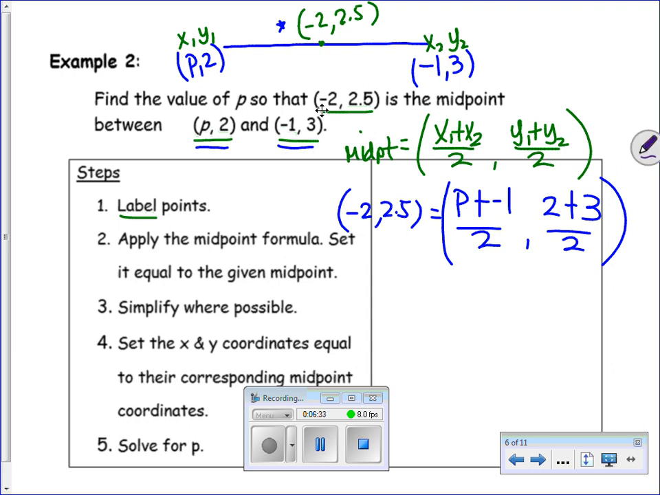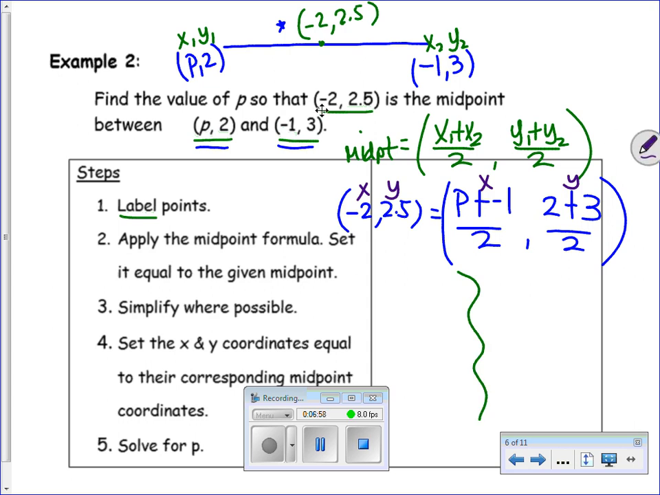We know that our midpoint is an ordered pair. It has an x and a y. For the work, we know that this represents our x value, and this represents our y value. So in this case, we simply want to match them up. I want to match up my x's with my x's and my y's with my y's.